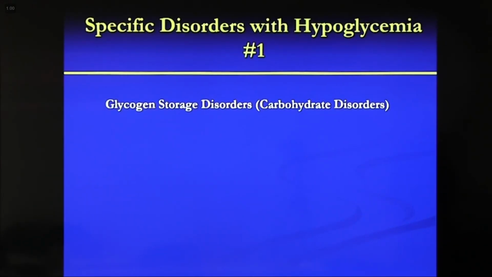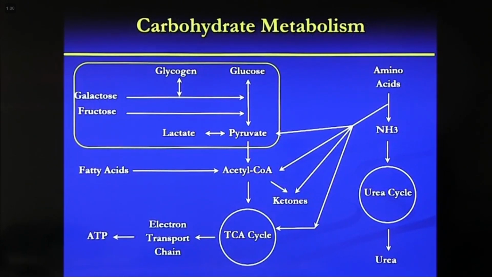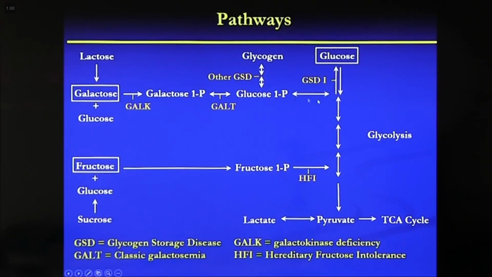So here is a condition now, the glycogen storage disorder, that can present with hypoglycemia. And here's carbohydrate metabolism, and we'll blow it up. So I'm going to concentrate not on these guys, which we'll get to later, but right here. This is glycogen storage disease type 1, and there's some other glycogen storage diseases here.